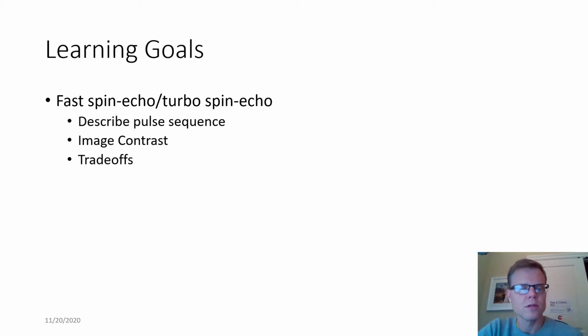So the goals from this chapter are to be able to describe the fast spin echo, also called a turbo spin echo pulse sequence, and the type of image contrast it provides, and then some of the trade-offs involved with what we get when we go to this sequence that is very fast and very efficient. What is the downside?